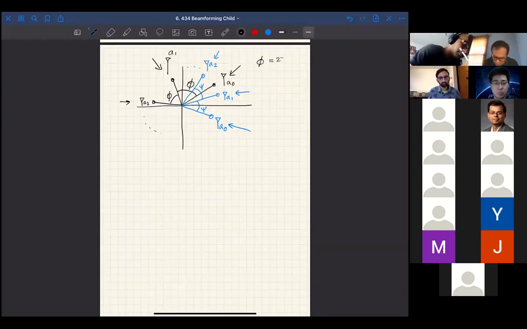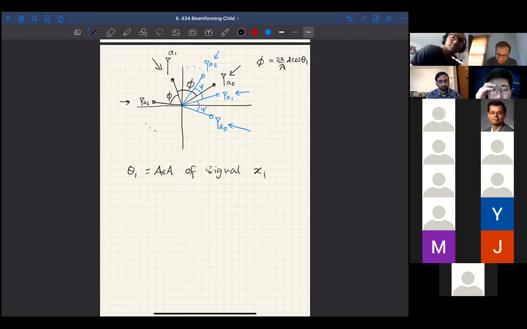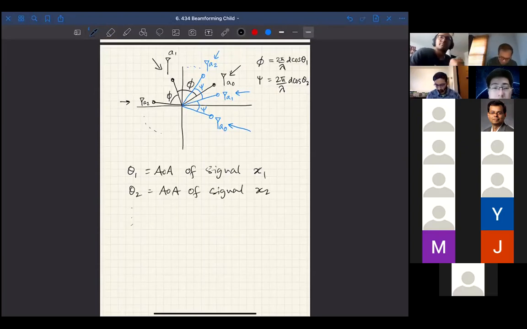Phi is nothing but 2 pi by lambda d cos theta 1, where theta 1 is the angle of arrival of signal x1. Psi is 2 pi by lambda d cos theta 2, where theta 2 is the AOA of signal x2. And so on till theta d, where theta d is the AOA of signal xd.